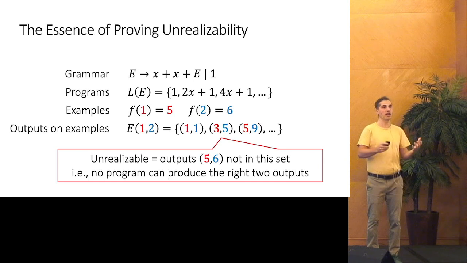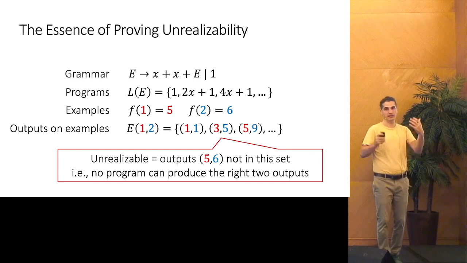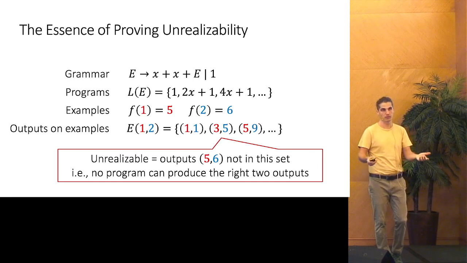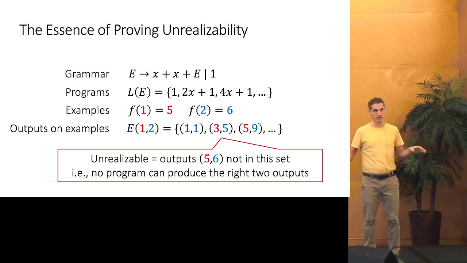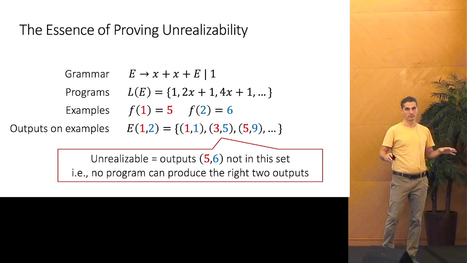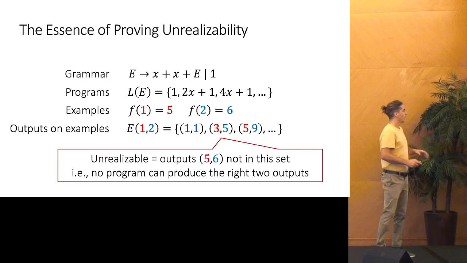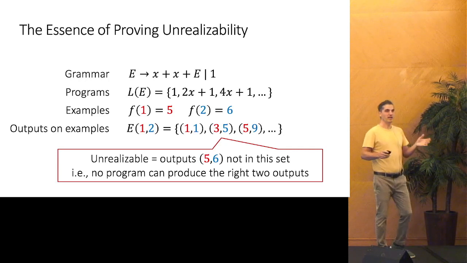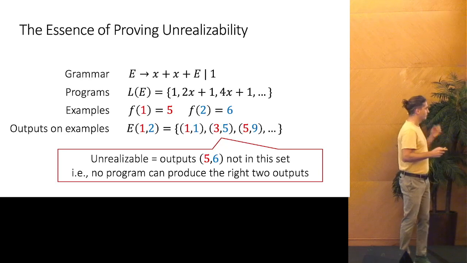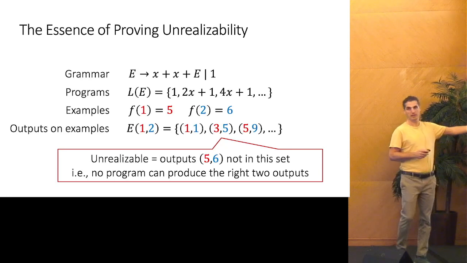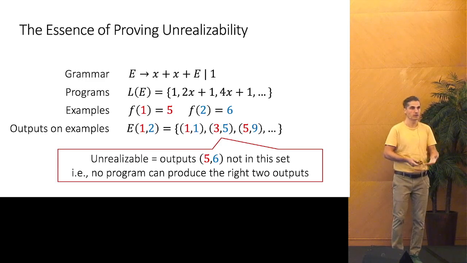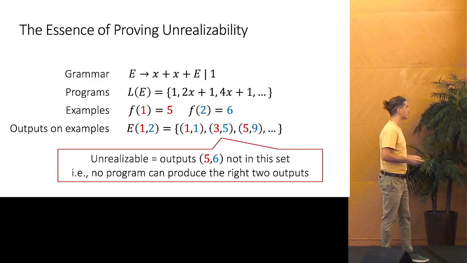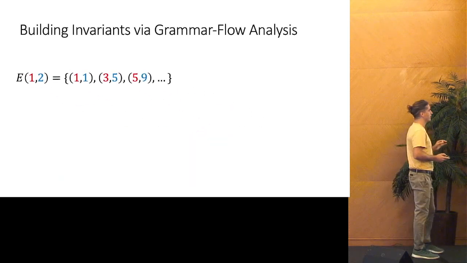So if I can check that, it means if 5, 6 is a possible output, the problem has a solution. If 5, 6 is not in that set, the problem does not have a solution. It's unrealizable. Okay? But now we are in a problem that seems like, okay, maybe if I can just come up with the representation of that set, then I can just check this directly. I don't need to encode a crazy verification question. And that was essentially the key idea here.